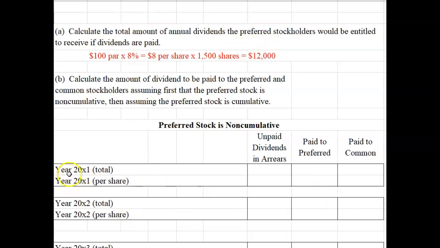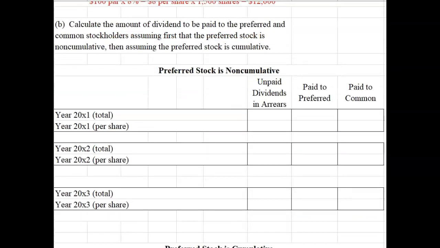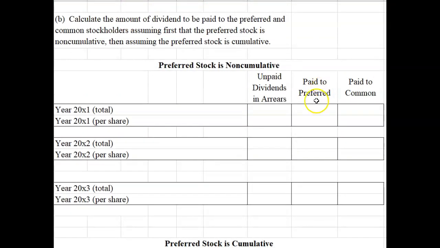So in the first year, 20x1, there were no dividends paid at all in that year. So of the 0 dividends paid, how much do preferred get and how much do common get? Well, I think that's pretty obvious that it's 0 to each. So of the total 0 dividend paid, 0 was paid to preferred and 0 was paid to common, and on a per share basis, 0 was still paid to both because simply no dividends were paid that year.